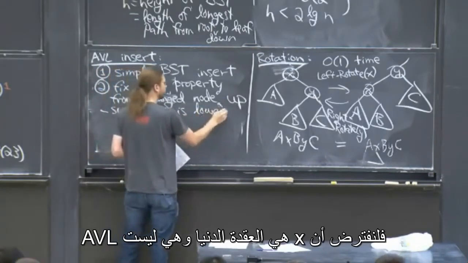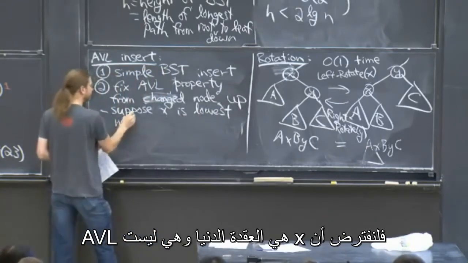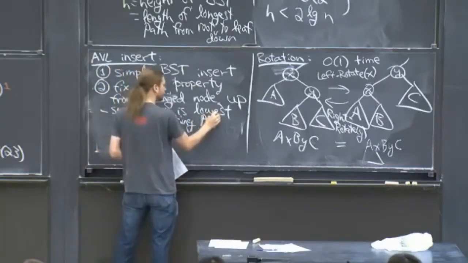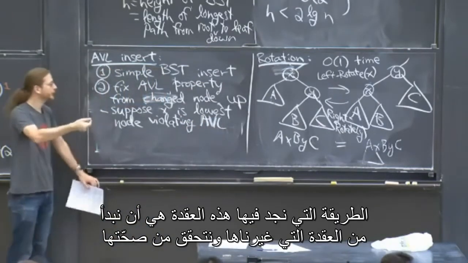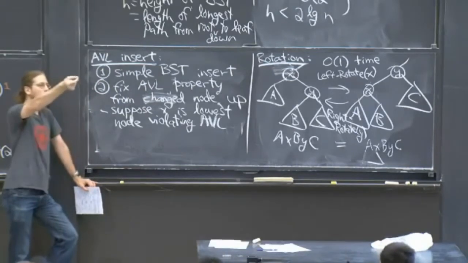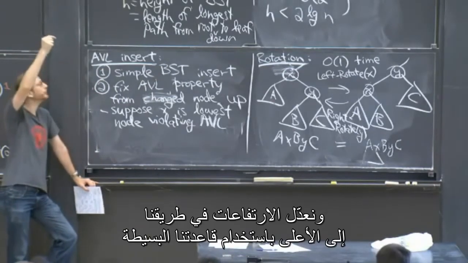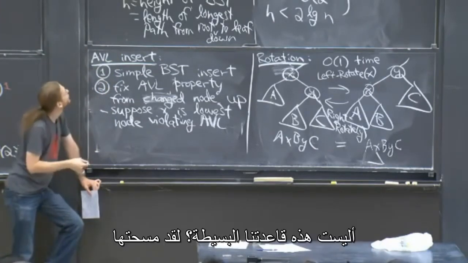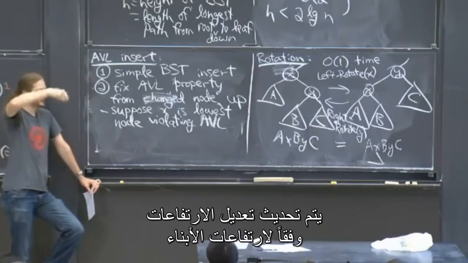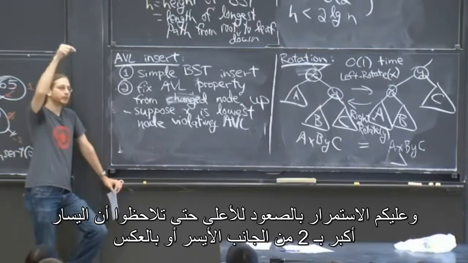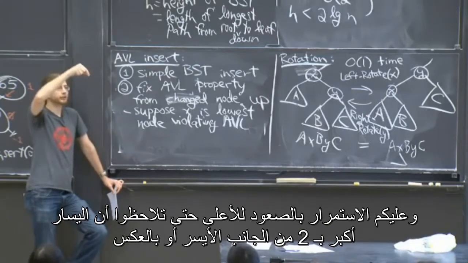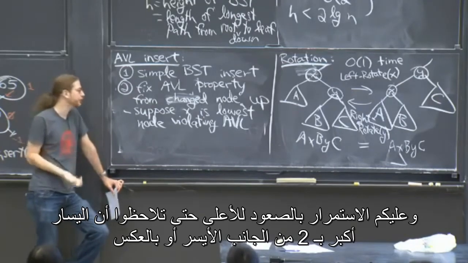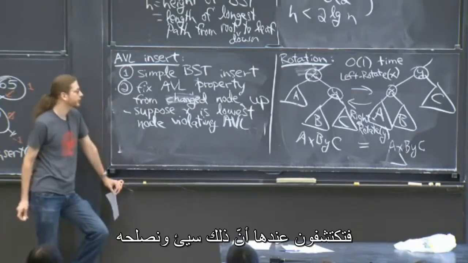Suppose x is the lowest node that is not AVL. The way we find that node is we start at the node that we changed. We check if it's OK. We update the heights as we go up, based on the heights of its children. And you keep walking up until you see that the left is +2 larger than the right, or vice versa. Then you say, oh, that's bad. And so we fix it.